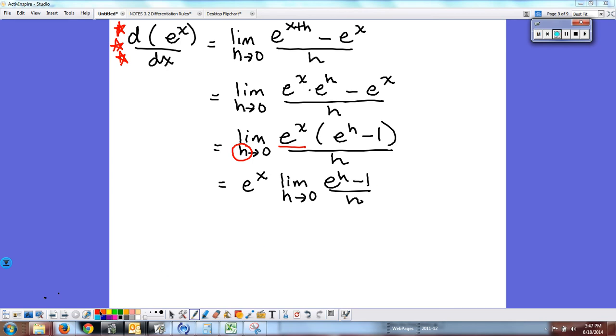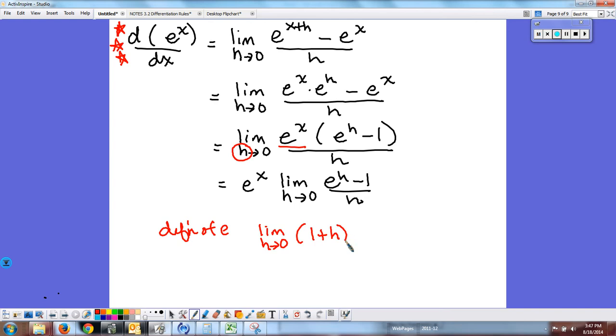All right, now I'm just going to recall something. You've probably heard this before, but if you don't remember it, it's a definition of e. That e can be found by doing the limit as h goes to 0 of 1 plus h to the 1 over h. No matter what values you use, this is always going to end up being equal to e. That's a definition of e.